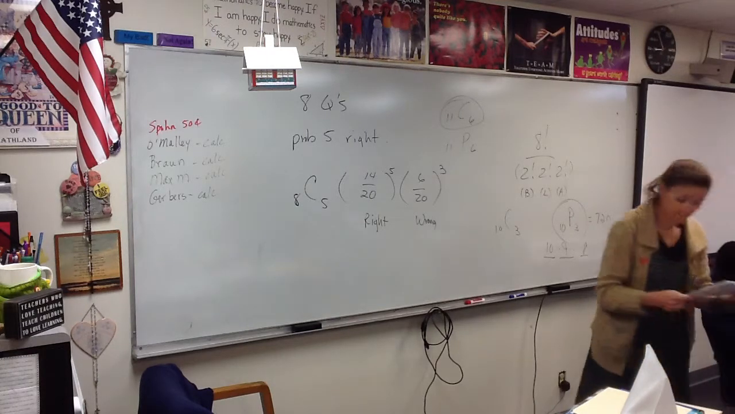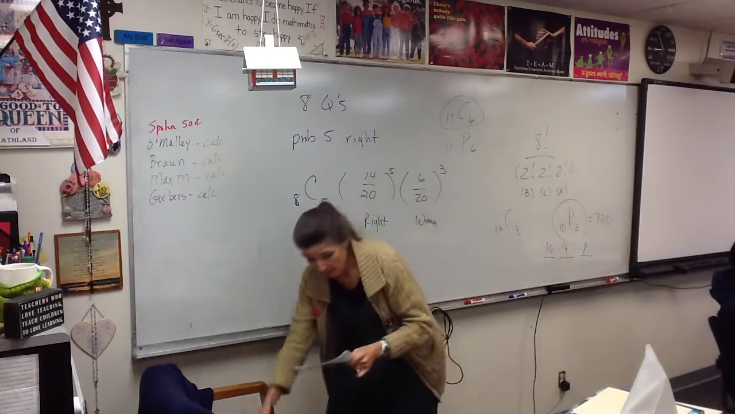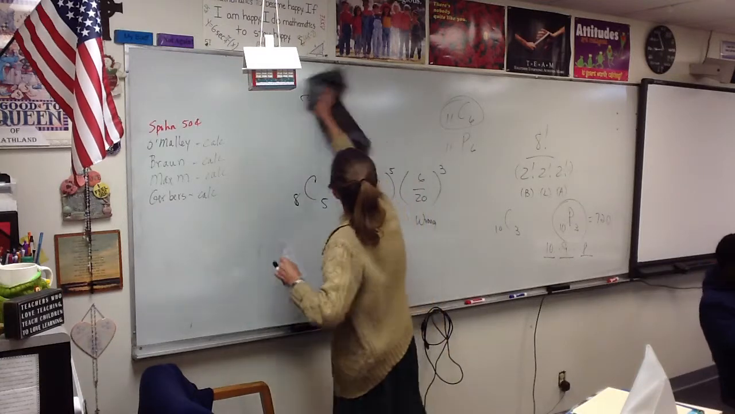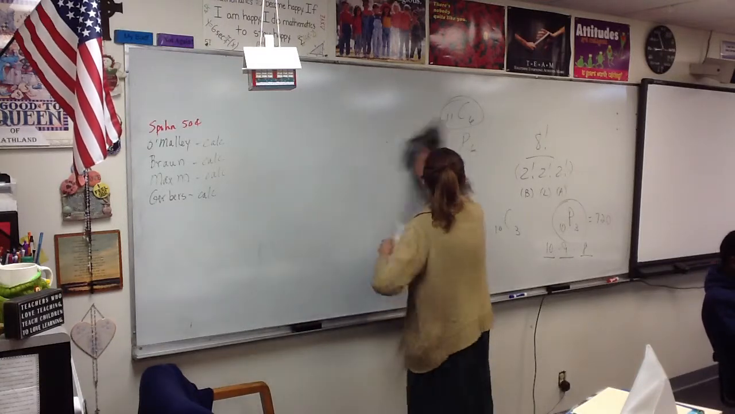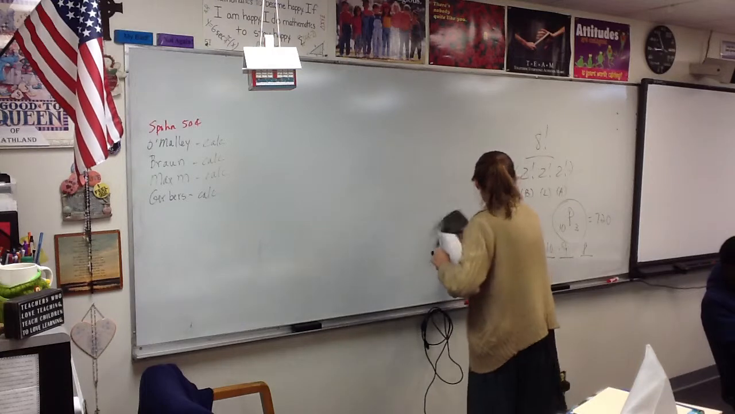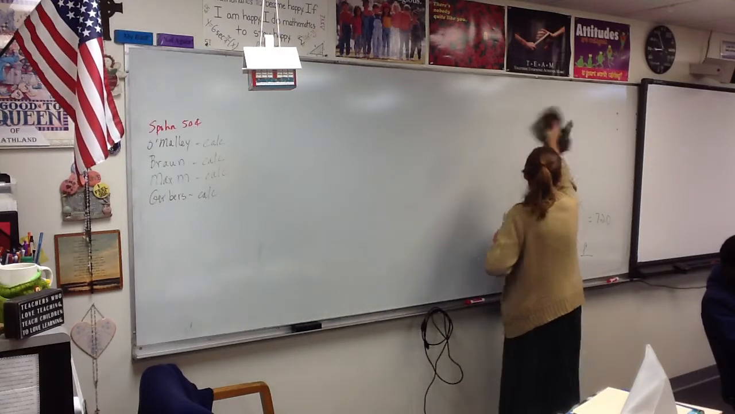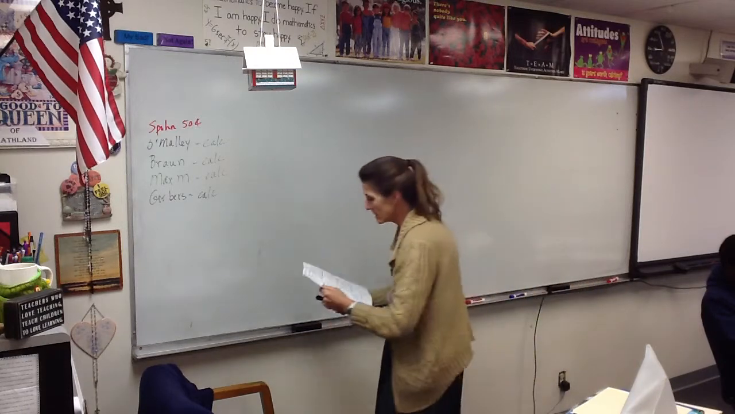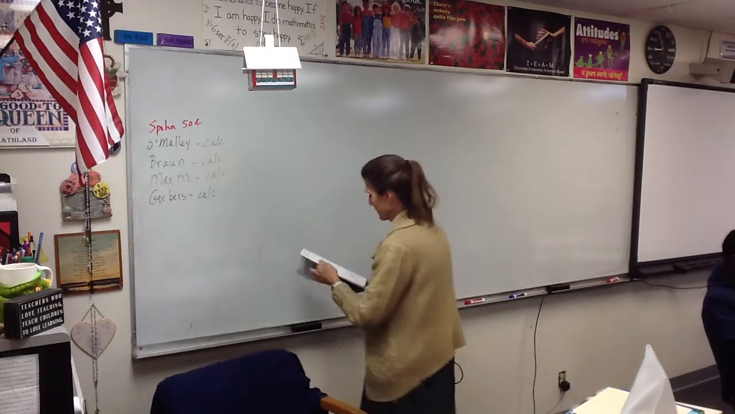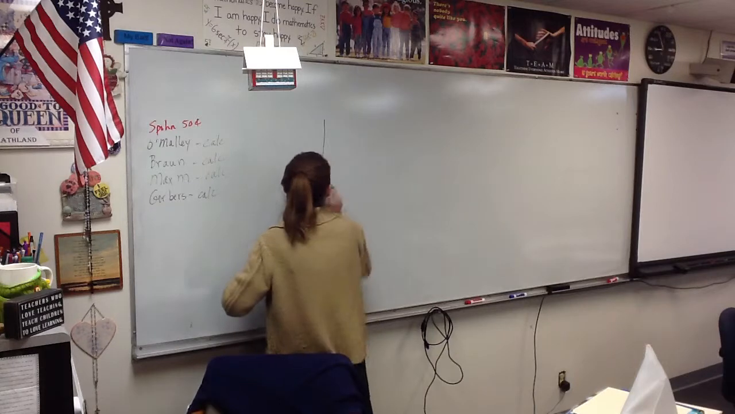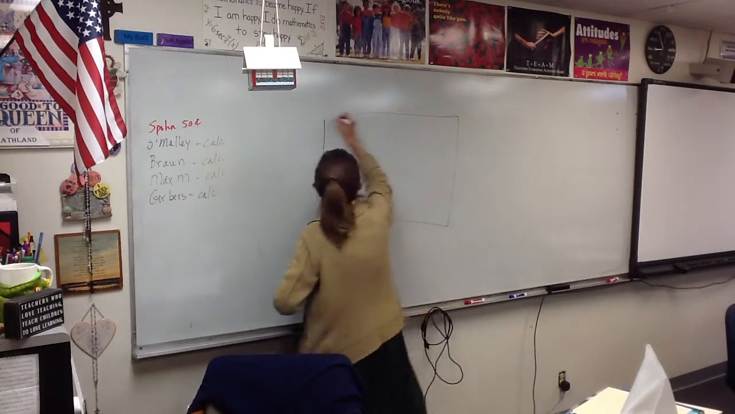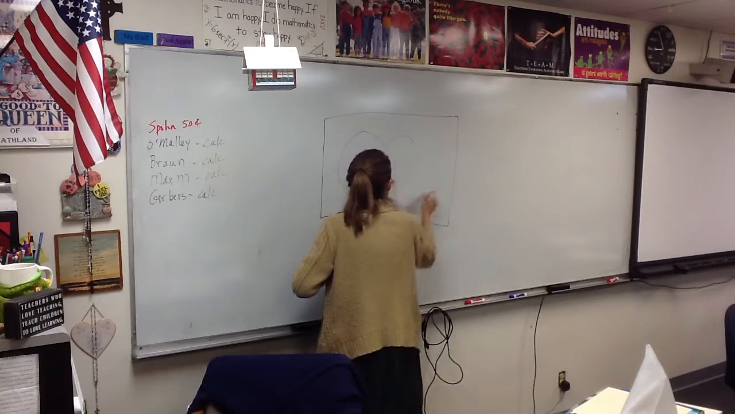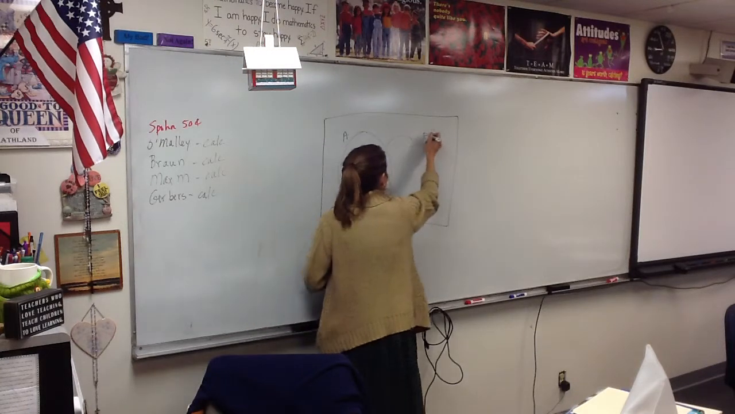All right, number 5. Here we go. Everybody's got your notes out. And we are going to look at question number 5. It says draw a Venn diagram. Okay, here we go. I drew it for you, basically.